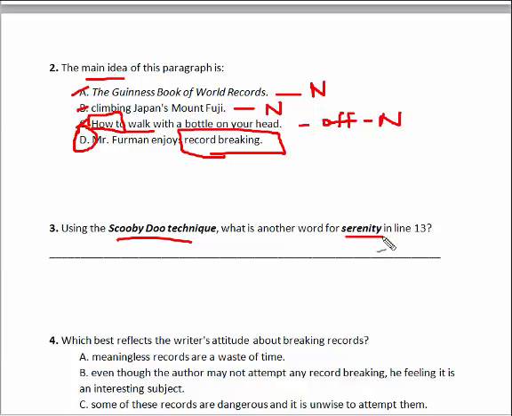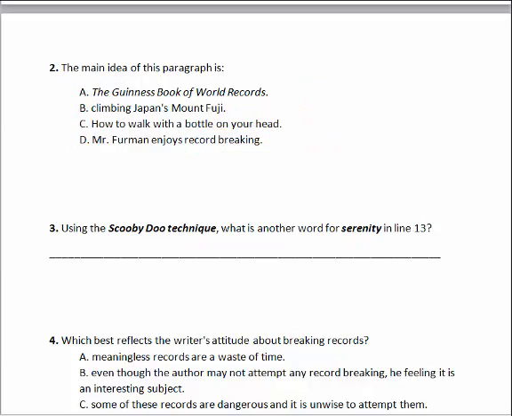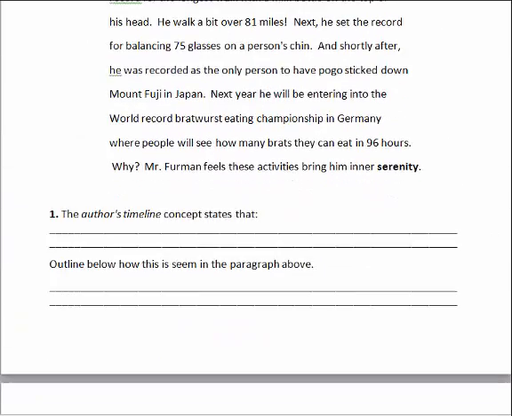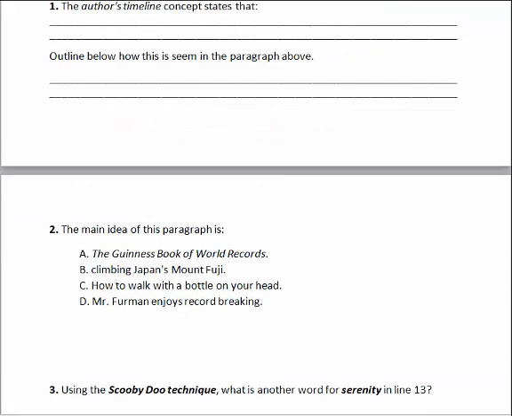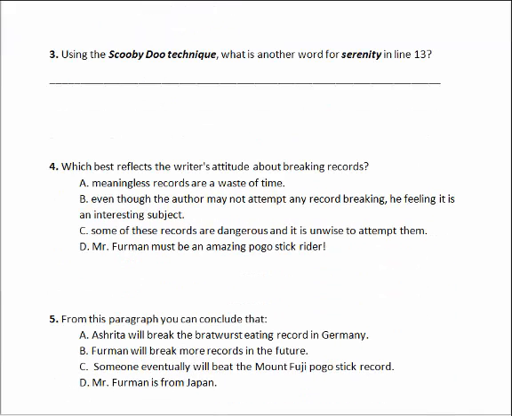3, the Scooby-Doo technique. We're going to look for the word serenity. Let's go ahead and see where that comes from. It's down at the bottom here. Furman likes to break records. Here is a list of all the records that this person likes to break. It says Mr. Furman feels these activities bring him inner what? Inner peace. That could be a word.